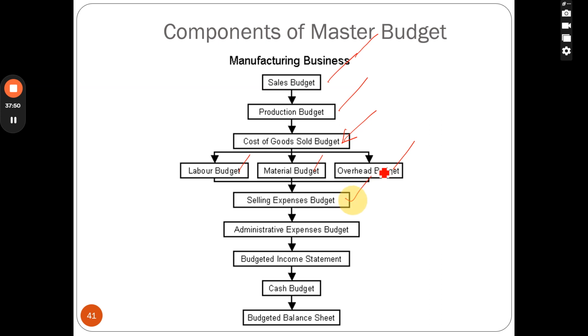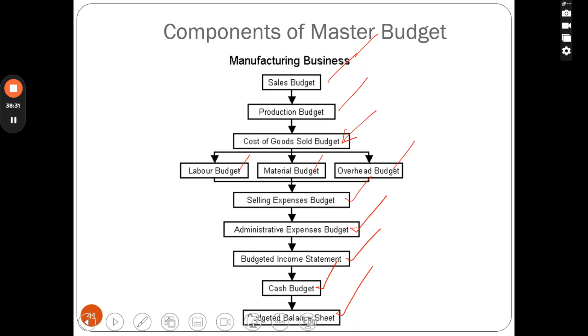After that you have your selling expenses budget, administrative expenses budget, and finally you will have a budgeted income statement, showing how much profit you will have by the end of this period. Also you will have a cash budget that will show how much cash I will have by the end of the year, considering all the inflow and outflow. Then finally you will have a budgeted balance sheet. So this is an example of a master budget. It comprises all of the budgets.